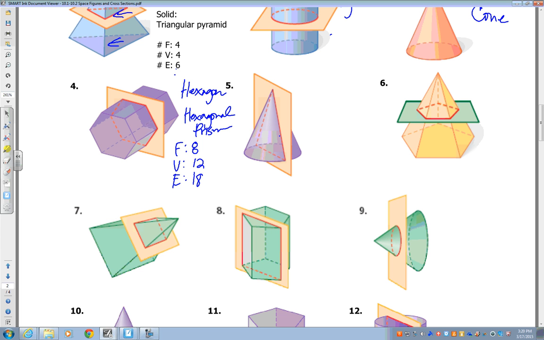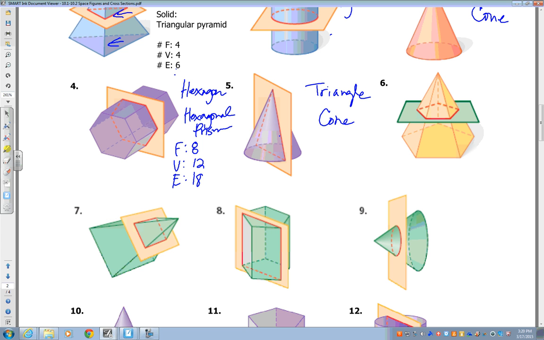All right, number 5, we have a vertical cross-section. We're cutting straight down the middle. What would I have if I open it straight down? Yeah, this one is a triangle. The cross-section would be a triangle. What's the name of this three-dimensional shape? Cone. Could we use Euler's rule here? No, because it's not a polyhedron.